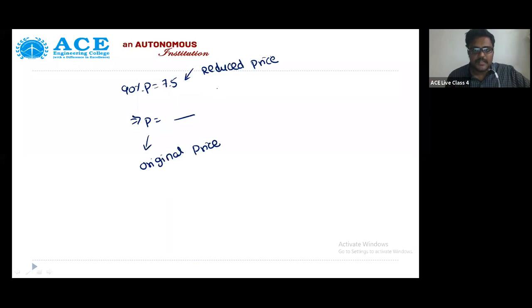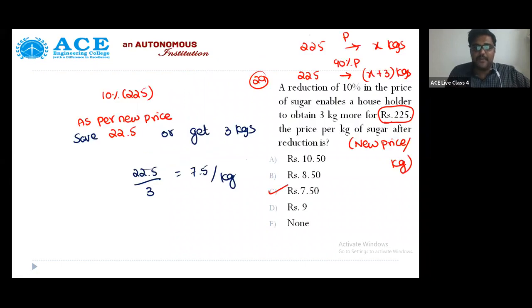Okay. Sagar, 10% of X is 225? No, 10% of 225 is that. Budget is 225 rupees. 10% you saved from the budget. Suppose you have 1000 rupees, you went to one shop, as the price is decreased, you can save some amount.